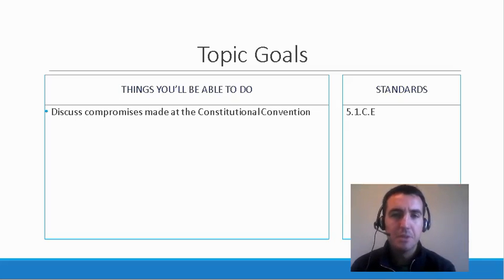So the convention is going to be a whole lot of compromises, a whole lot of things where people reached a middle ground, where two groups wanted different things, and they met in the middle for the sake of creating the United States, because they realized that if they didn't compromise, then the United States as we know it might not exist. So the big focus of the convention is going to be compromise.